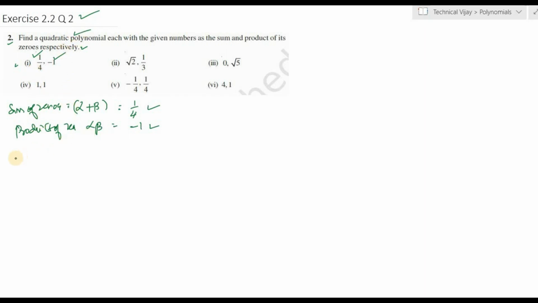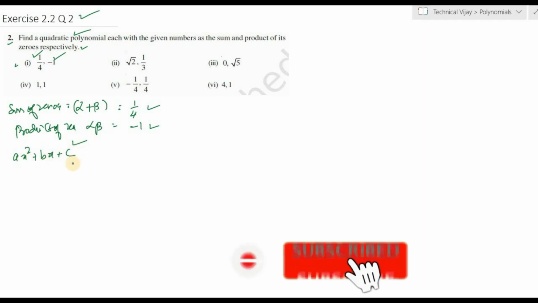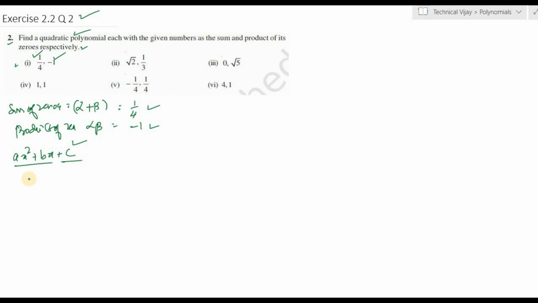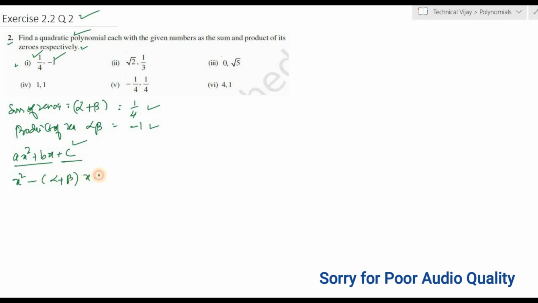So we have to find the quadratic polynomial. The general expression of a quadratic polynomial is ax square plus bx plus c. So how do we find it using the sum of zeros and product of zeros? The polynomial can be written as x square minus (alpha plus beta) into x plus alpha into beta. This we already know. So we will substitute these values and find the polynomial, that's all.